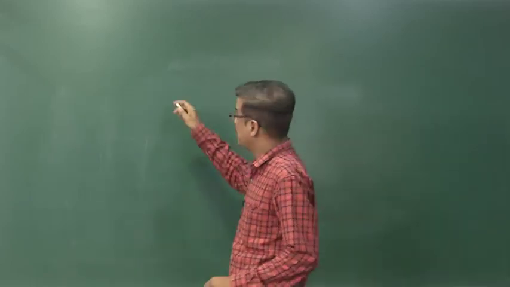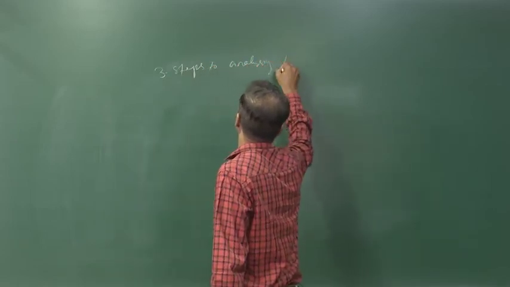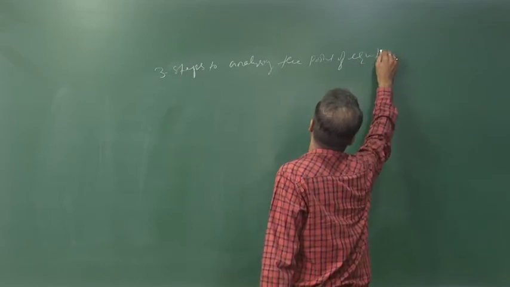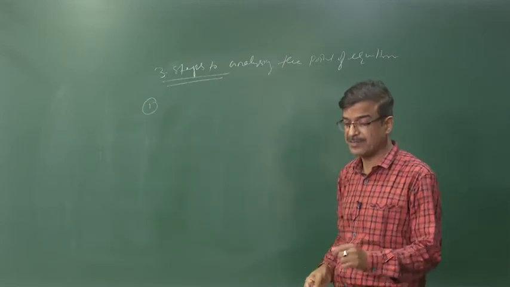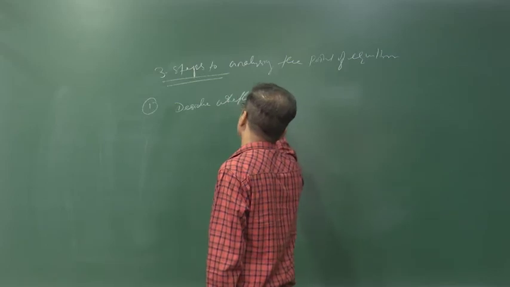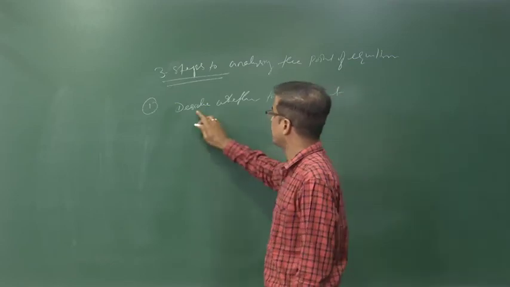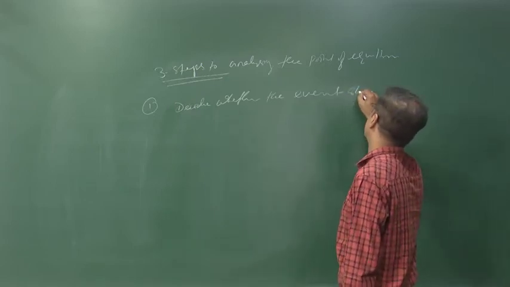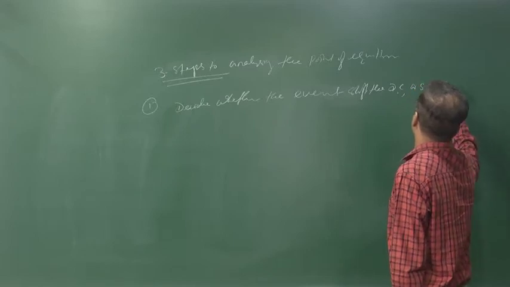Let's write down these things: the 3 steps to analyzing the point of equilibrium. The first is change in demand and supply. The first step is to decide whether the event shifts the demand curve or supply curve or both.